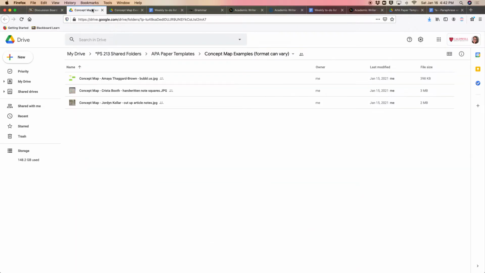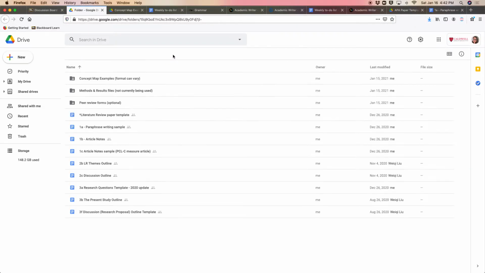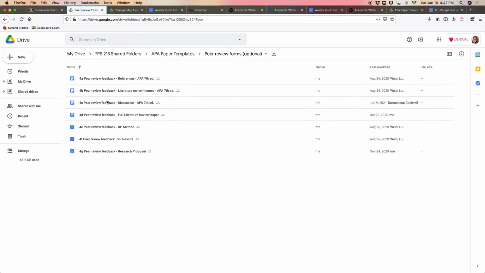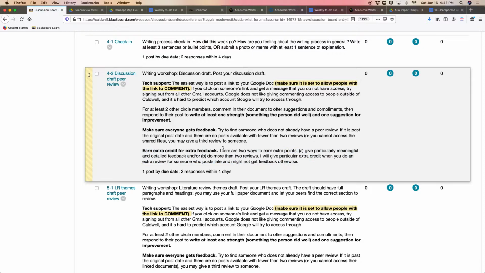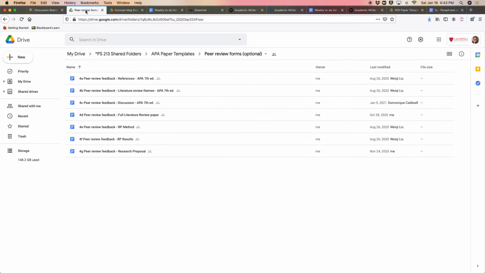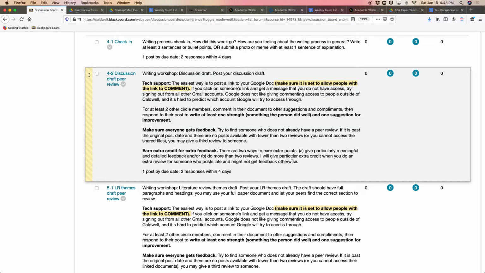Here in the templates, there are peer review forms. I used to require these, but they're pretty detailed, and I think they were difficult for a lot of students. And I think with Google Docs, it's easy to give more detailed feedback. They're here. I haven't deleted them. I think they're especially helpful for checking your own paper, but I'm not requiring them anymore because it added an extra step of difficulty.